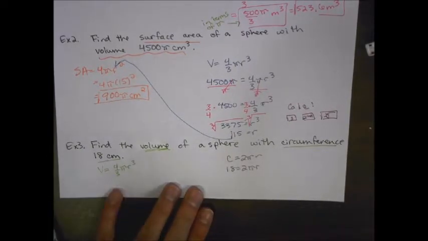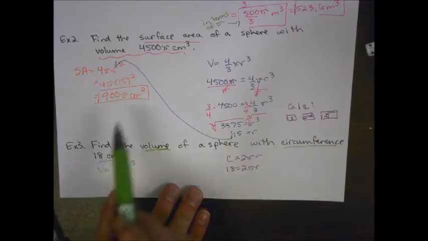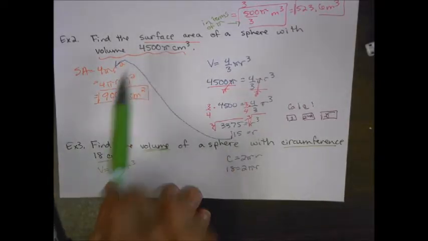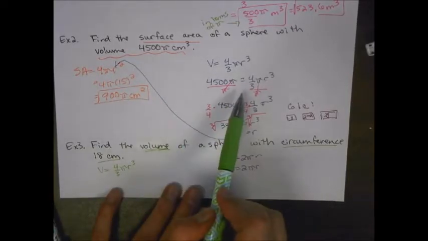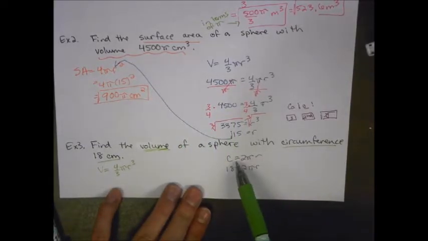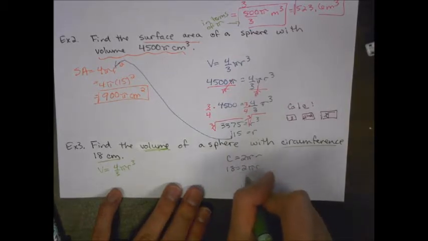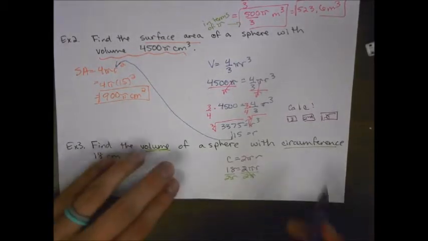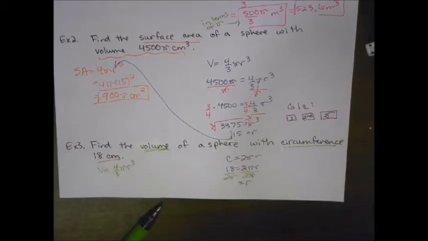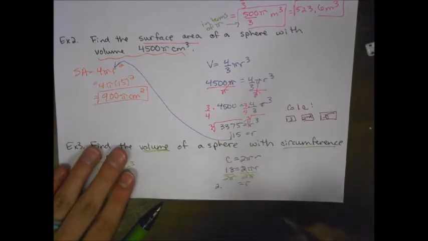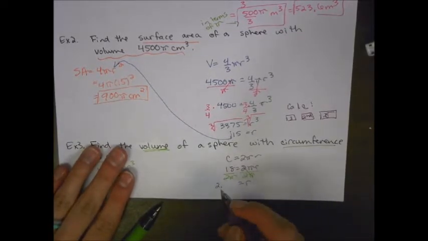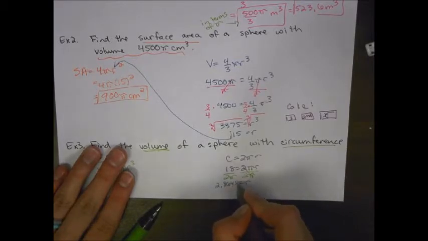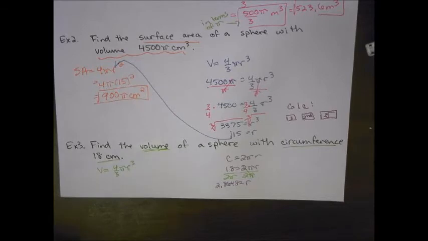So to solve, notice this says 18, not 18 pi. Up here it said 4,500 pi. A lot of people mess up on that. They either forget to write the pi here or they add the pi here. This doesn't say 18 pi, just 18. So we're going to do 18 divided by 2 pi in the calculator. Four decimal places, 2.8648. We'll plug that in.